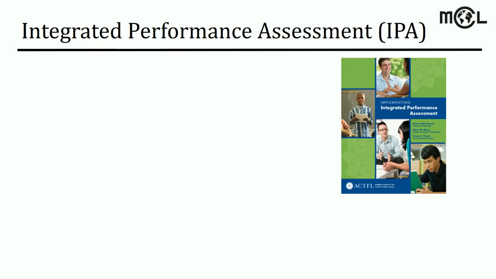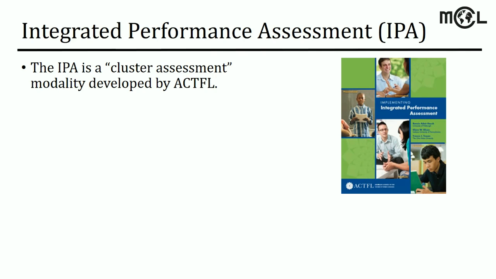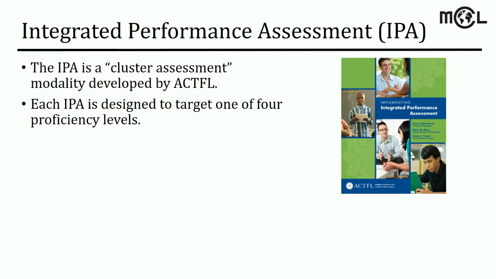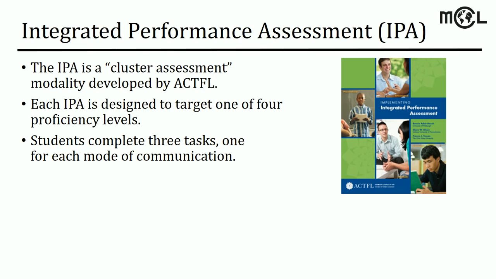Okay, so let's continue speaking about performance assessment and speak about a particular performance assessment called the Integrated Performance Assessment, which is an assessment that was designed by ACTFL. They call it a cluster assessment. And each IPA, each Integrated Performance Assessment, is designed to target one of the 4 proficiency levels, remember? Novice, intermediate, advanced, and superior. Students complete 3 tasks. That's why it's a cluster assessment, right? 1 task for each mode of communication.